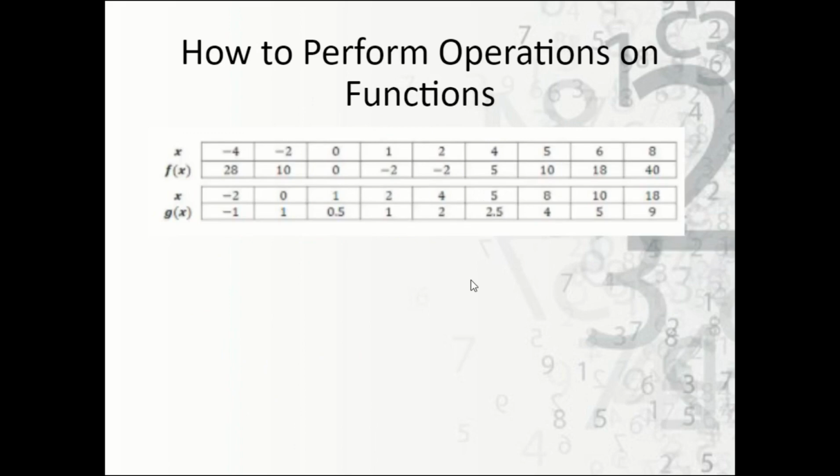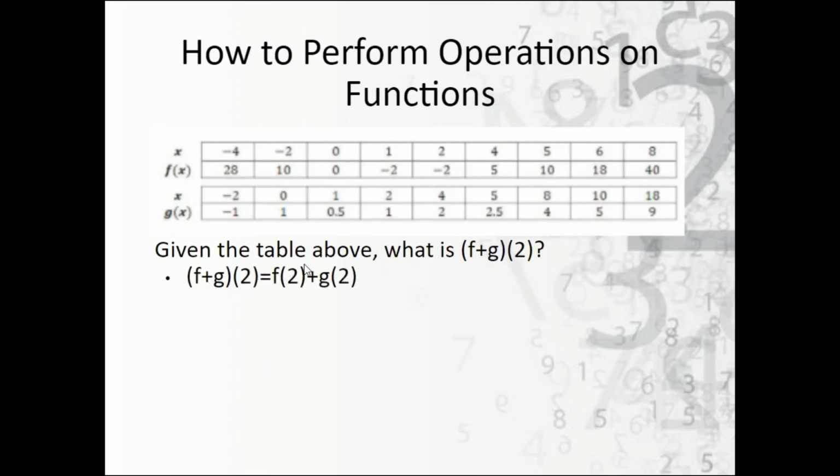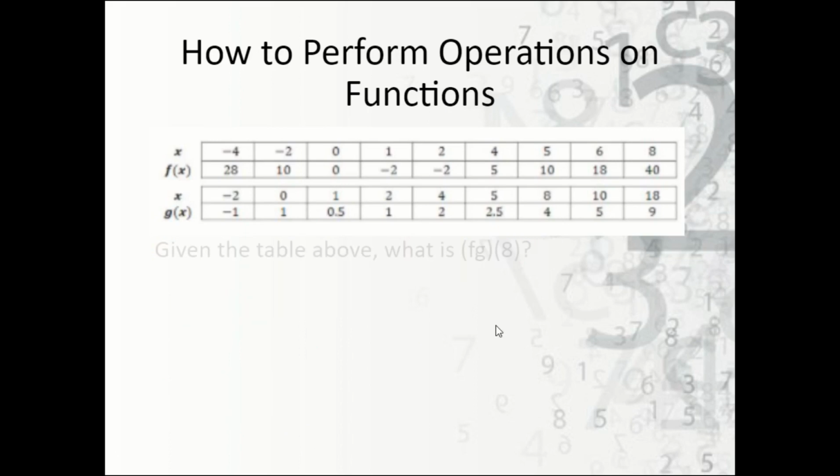Now let's look at another example. So it says, what is f plus g of 2? Well, when we write that out, f plus g of 2 is the same thing as f of 2 plus g of 2. So when we do that, we find f of 2, which is negative 2, and g of 2, which is 1. And then we're just going to add those two together. So we add up negative 2 plus 1, which is negative 1. So when you see f plus g or f minus g or anything like that, really what that's saying is we're going to take f of this value and then whatever operation's there and then g of that number.